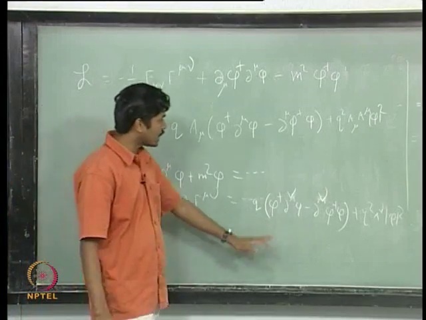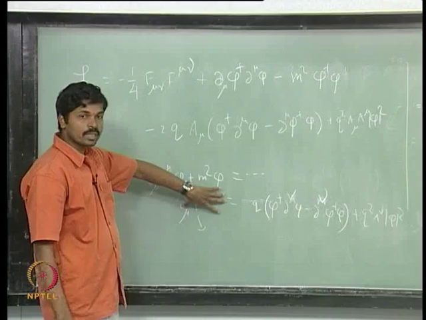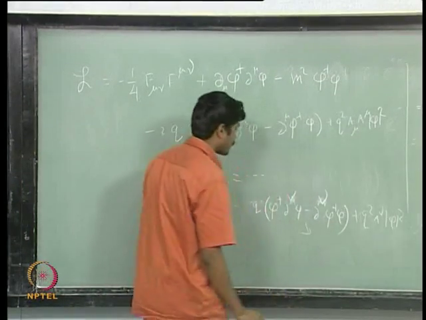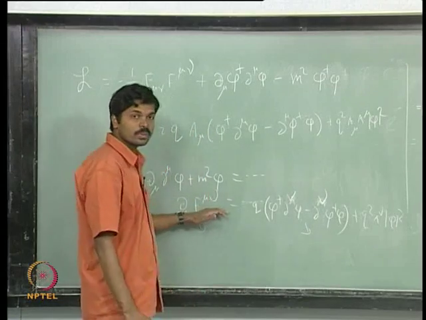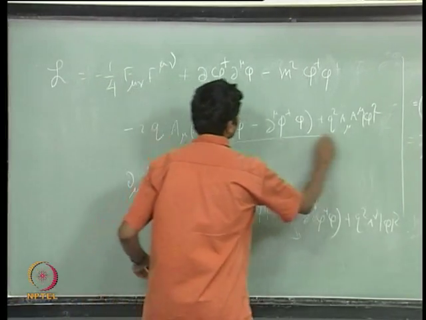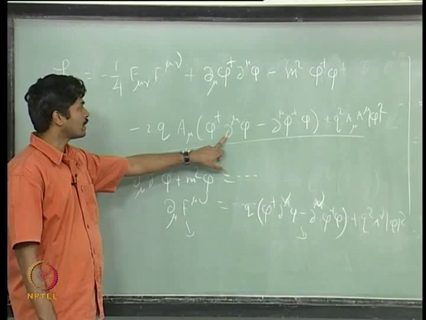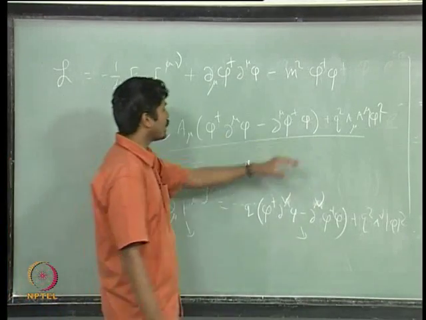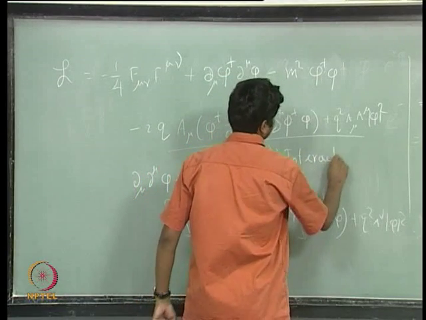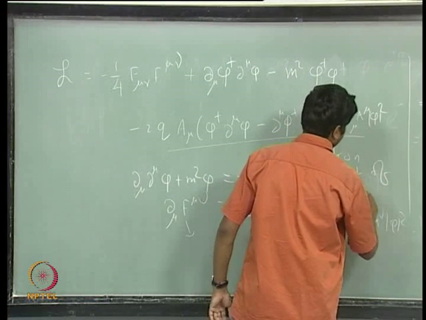So, this simply means that if this term was not there, then it would have behaved like a free electromagnetic field, but because of the presence of the scalar field, the dynamics of the gauge field actually changes. So, therefore, these terms are responsible for the interaction of the scalar field with the gauge field. So, these terms are known as the interaction part of the Lagrangian.